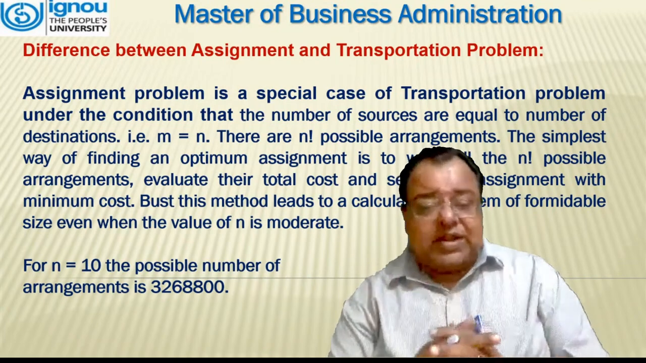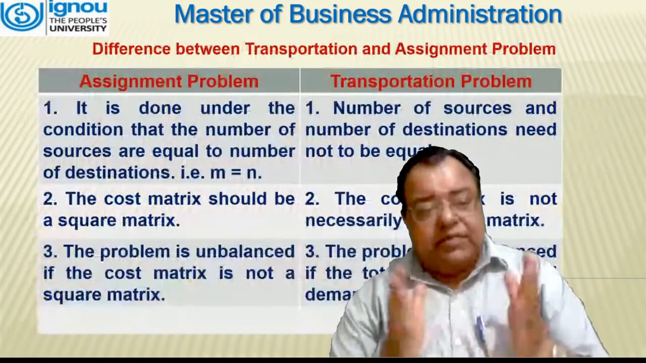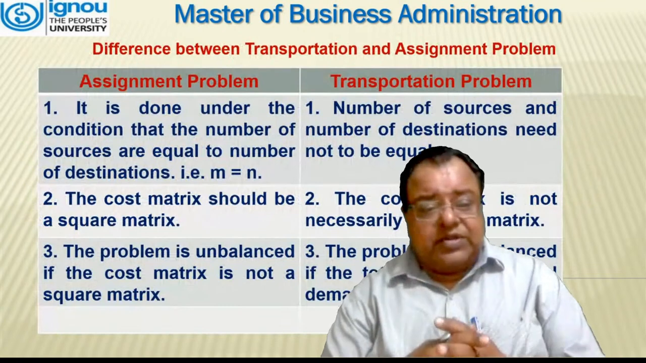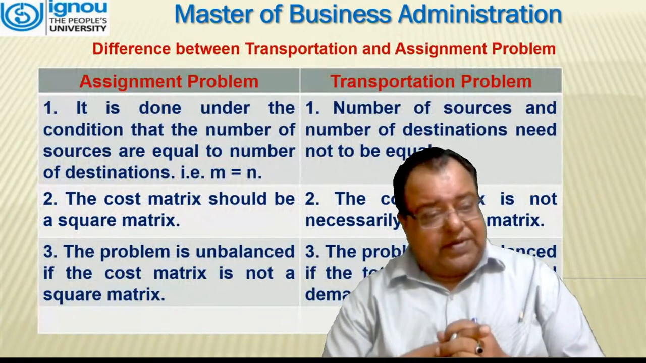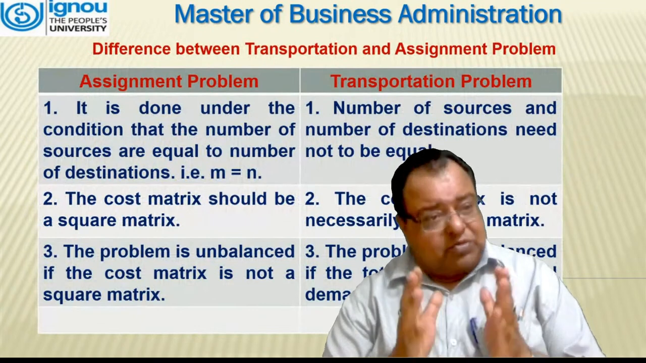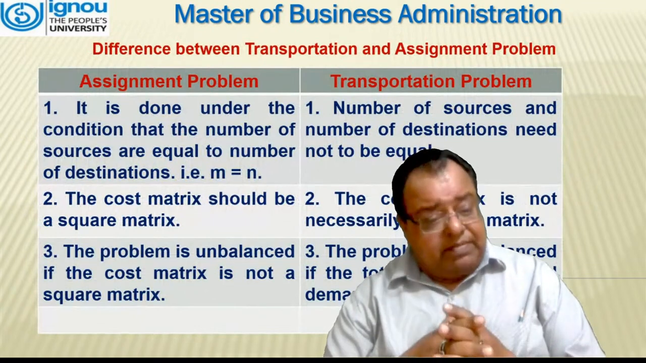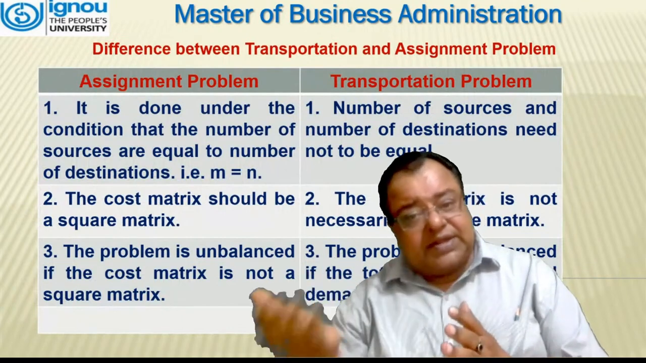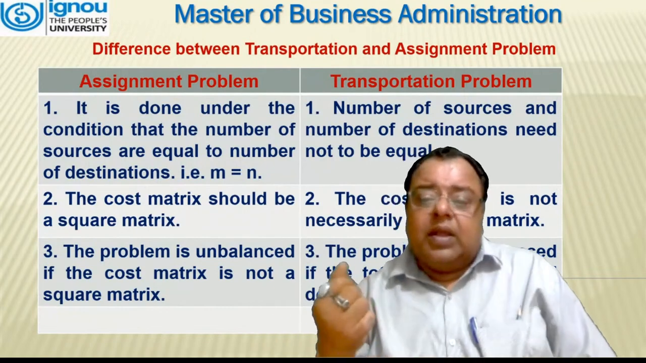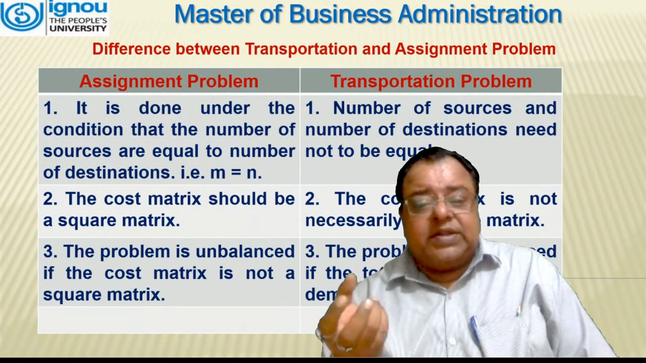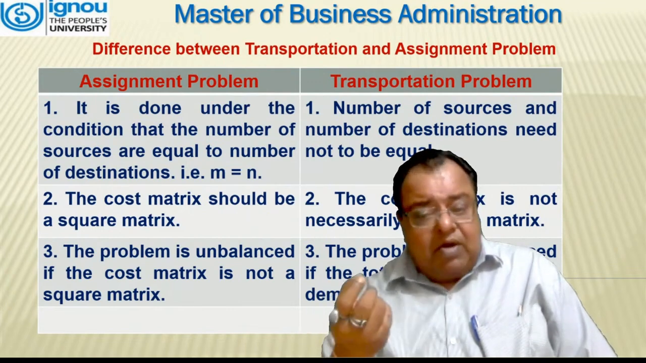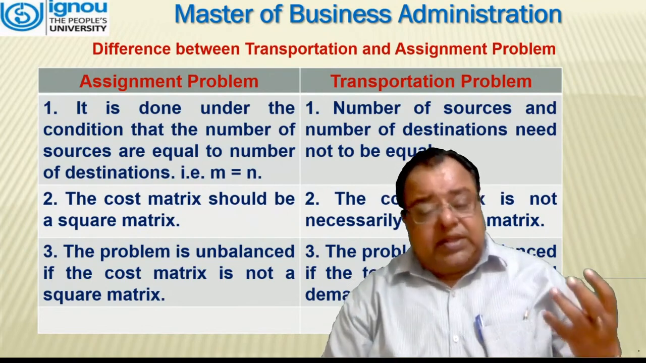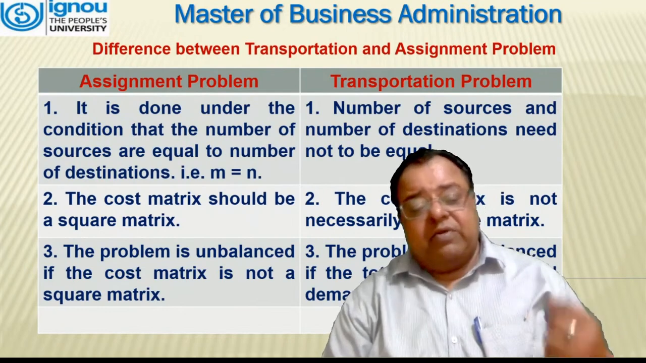What is the difference between transportation and assignment problem? The assignment problem is done under the condition that the number of sources is equal to the number of destinations. The cost matrix should be a square matrix, and the problem is unbalanced if the cost matrix is not a square matrix. On the other side, for the transportation problem, the number of sources and number of destinations need not be equal. The cost matrix is not necessarily a square matrix. And the third one is that the problem is unbalanced if the total supply and total demand are not equal.